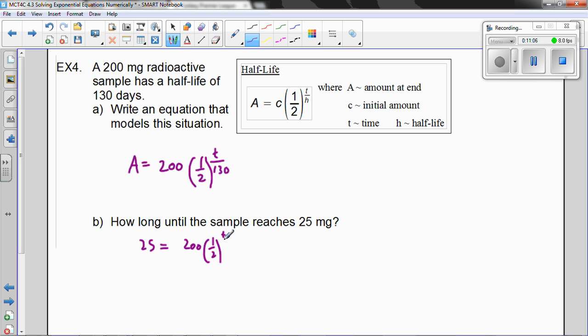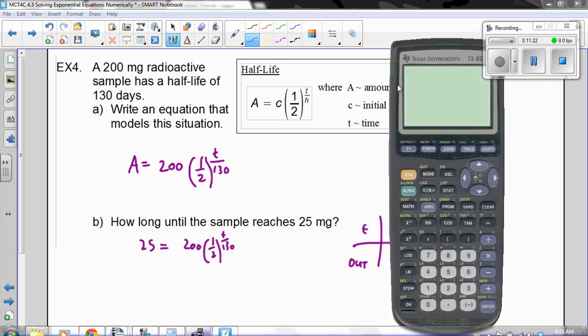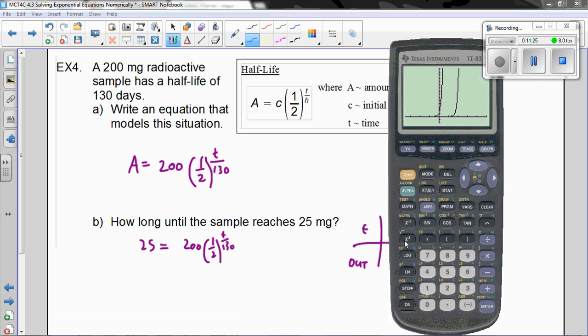Well, this one, certainly I could use systematic trial where T is here, and then I'm looking for the output to be 25. Or I could use a graphing calculator. And this is the sort of technique we saw yesterday, and actually we'll have more practice at this tomorrow, or next day rather, where one side I put in here, the other side I put in there, 200 times 1 divided by 2 to the exponent. You got to watch your exponent here, because all this exponent should be in brackets, x divided by 130, and see where these two cross.